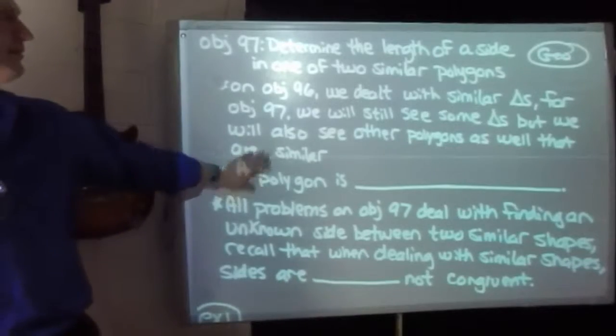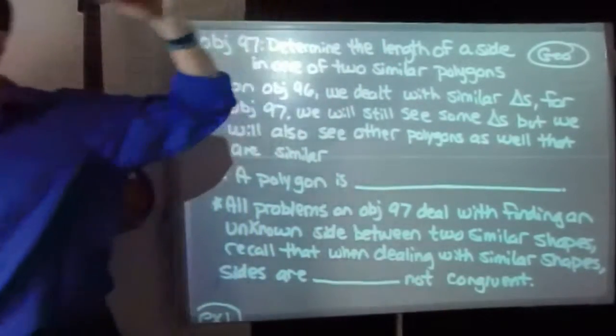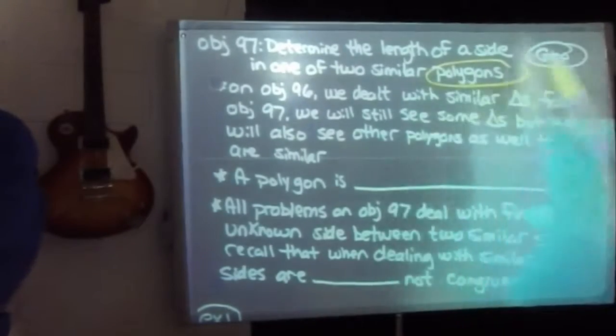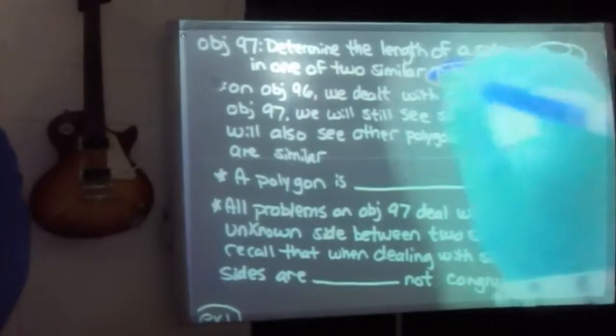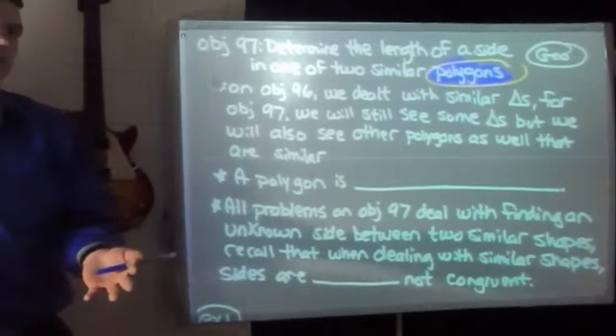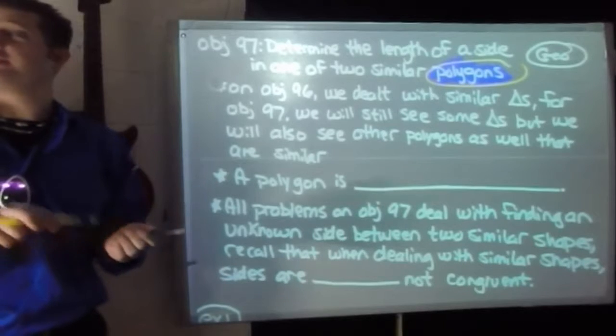We're going to be doing a lot of proportions because we're doing lengths today, side lengths. And we're not going to do just triangles, we're going to do other polygons. A triangle is a polygon, but who knows what a polygon is? Other shapes are polygons. Squares are polygons. Is a circle a polygon? A circle is not a polygon.